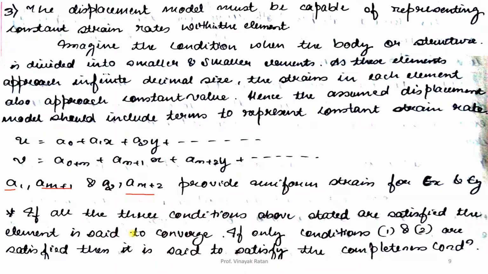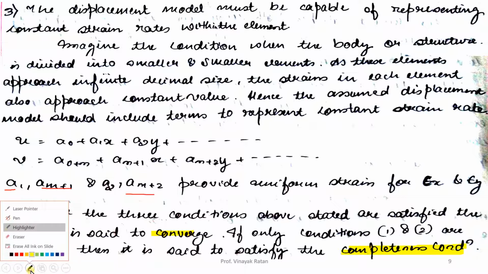It means your solution will be closer to the exact solution. Solutions which you get using this FEA approach will be closer to the exact solution if these three conditions are satisfied. If only the first and second conditions are satisfied, and the third condition, that is constant strain rate, isn't satisfied, then this is called the completeness condition. The solution will not converge, but it is called the completeness condition. So these are your three convergence requirements.